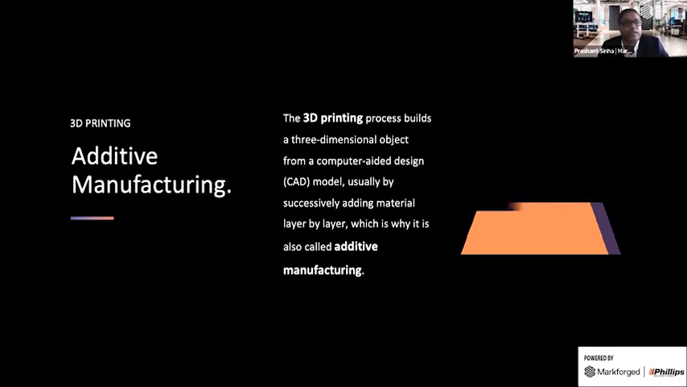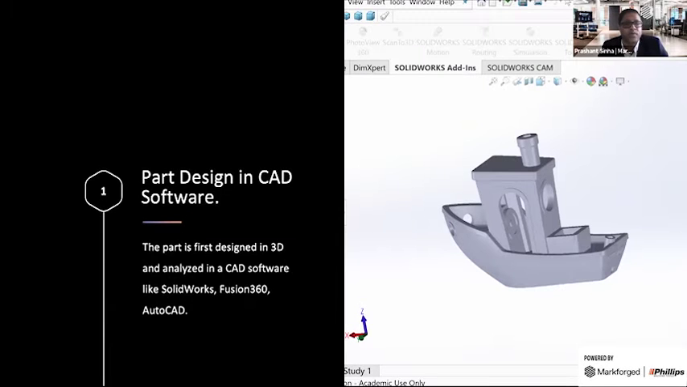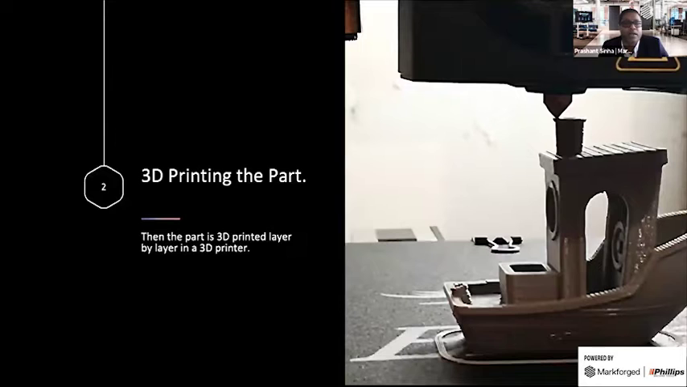Now, what is additive manufacturing? The 3D printing process builds a three-dimensional object from a computer-aided design, basically a CAD model, usually by adding material layer by layer, which is why it is called additive manufacturing. Now we'll see how additive manufacturing complements your traditional method, that is subtractive manufacturing. So step one is the same. You design your part in CAD software, be it any CAD software. The second is you directly 3D print the part. So you are directly bypassing two different processes. You don't have to design your tool. You don't have to go for production. You can directly 3D print a part.